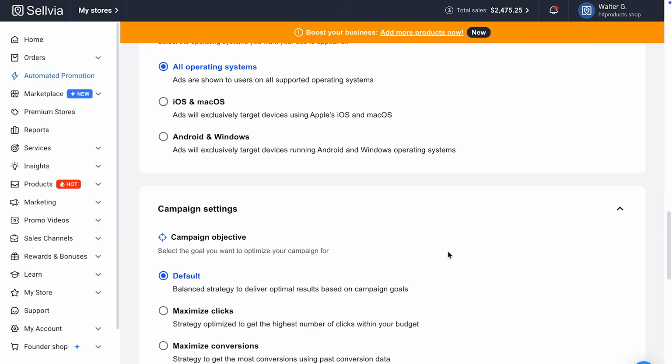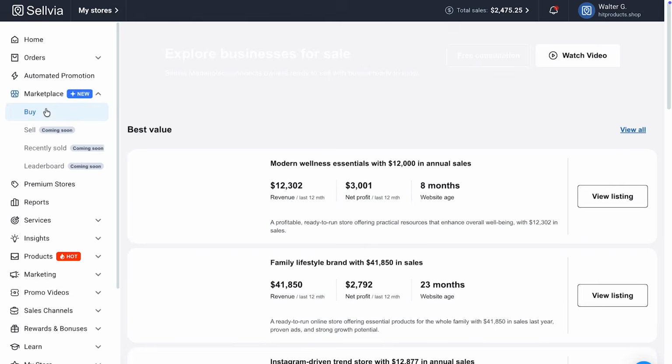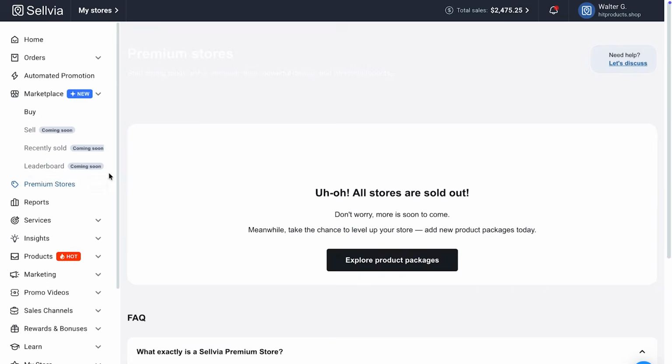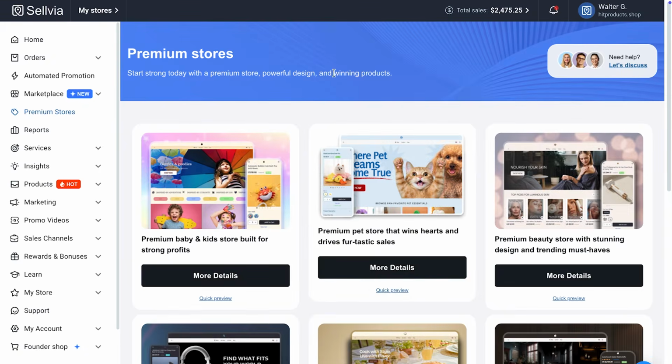As I was talking about, we have Marketplace. Right now, the sell option isn't accessible yet, but it soon will be. As soon as this opens up, you'll be able to sell your businesses for high profits, stuff like that. Very simple.